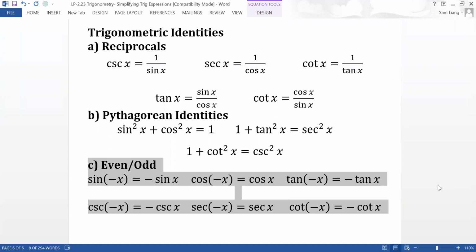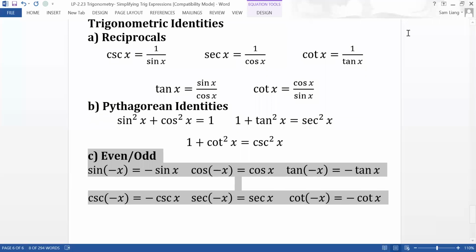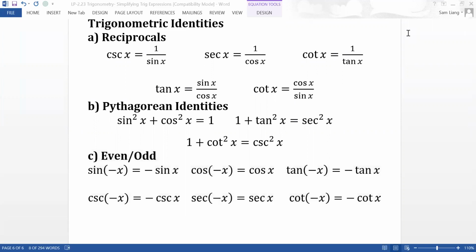Any volunteers to read that one? Sine of negative x equals negative sine x. Cosine of negative x equals cosine x. Tangent of negative x equals negative tangent x. Cosecant of negative x equals negative cosecant x. Secant of negative x equals positive secant x. Cotangent of negative x equals negative cotangent of x. All right, very nice.